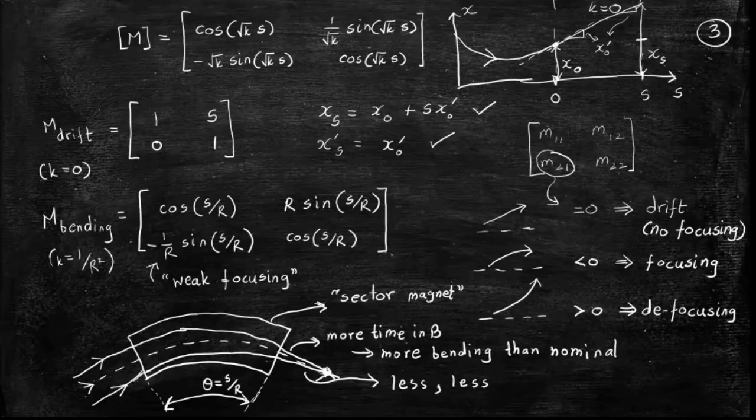All right, if not, then let us move one step further. We still have to figure out for a quadrupole lens what kind of matrix you are going to get. So let us do that.